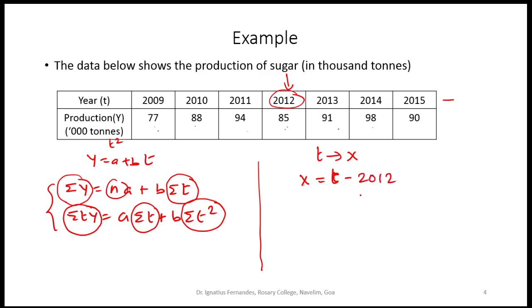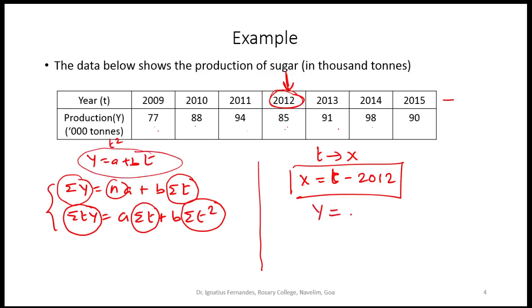By doing this, I will be able to reduce these values, which are big enough to be difficult to calculate otherwise. Now in this case the number of years is odd, so I could get exactly one middle year, so I can directly define x equal to t minus 2012, that is the middle year. Once I do that, instead of finding the equation in the original form, we will be finding the equation as y equal to a plus b x. In place of t, we write x.